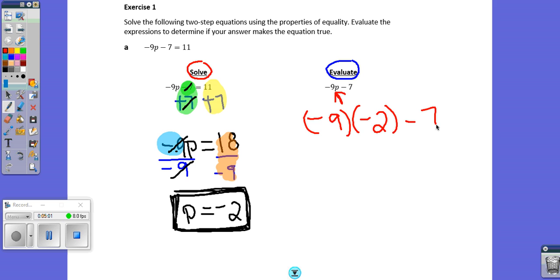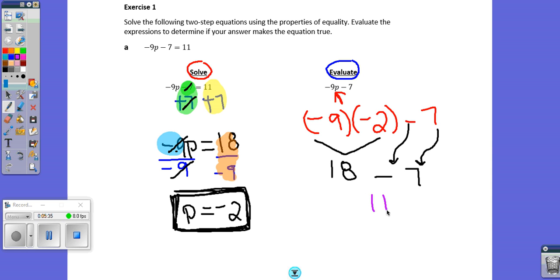Okay, so when we evaluate, we're working in a different direction in order of operations. When you evaluate, you need to multiply first, and then you can subtract. So I have to start with multiplying -9 times -2. That's positive 18. And I'm going to copy down the rest of my problem. So I have minus 7. My new problem is 18 take away 7, which is equal to 11.